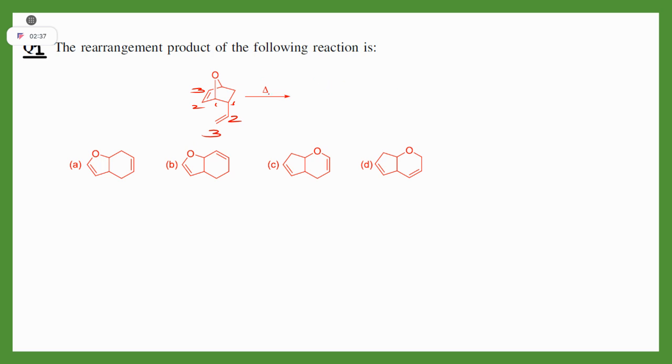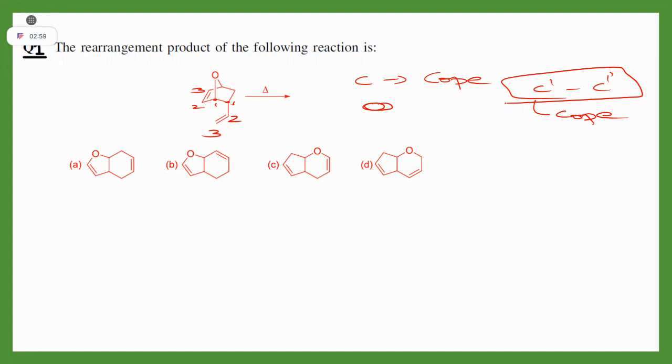When all the atoms you numbered are carbon, that is known as your Cope rearrangement. If carbon number 1 and carbon number 1 dash are carbon, that is Cope rearrangement. If one is your carbon, other is your oxygen, that is your Claisen rearrangement. Here oxygen is at this side, so it will not be a Claisen rearrangement, it will be your Cope rearrangement.